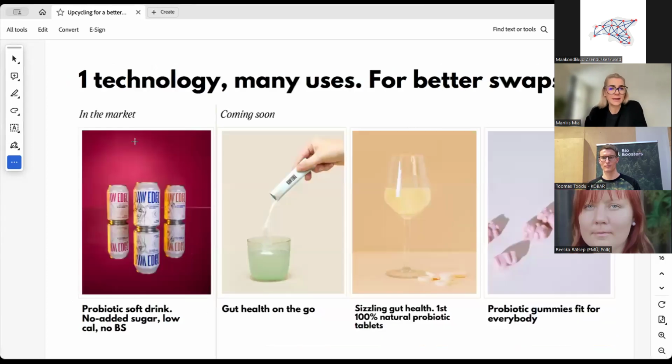But it actually goes way beyond. It started with beverages, but it has since expanded to include a range of products. We use the same technology, the same upcycling, to develop basically everything from probiotic powders to gummy bears, again for easy and tasty swaps for people.